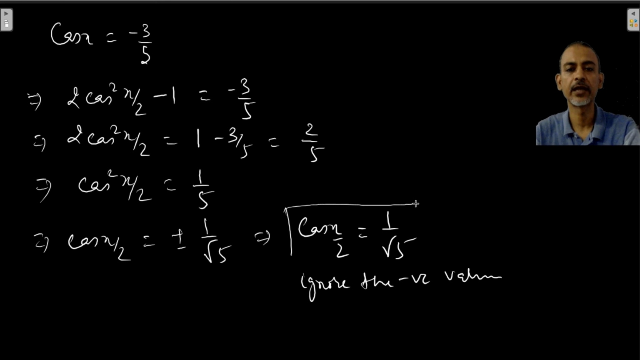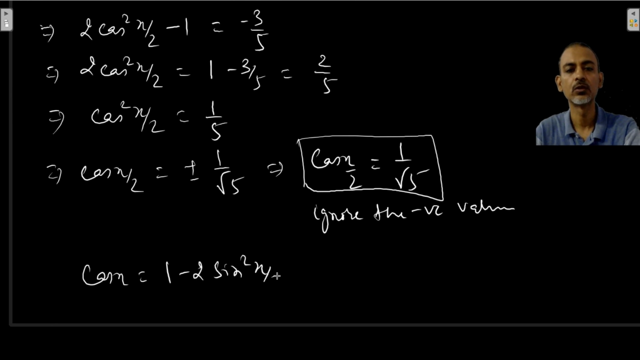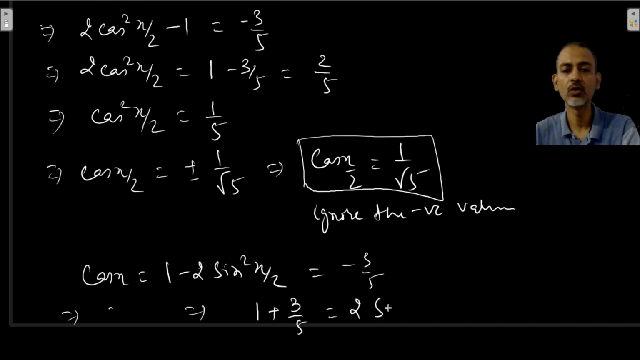This is the second one which you have got, right? Now the third one. We have to get sin x by 2. Same way, since we know cos x is equal to 1 minus 2 sin square x by 2 also, we will make use of this formula itself. So cos x is going to be what? Minus 3 by 5, right? So now bring this over here. So 1 plus 3 by 5 will become 2 sin square x by 2, isn't it?